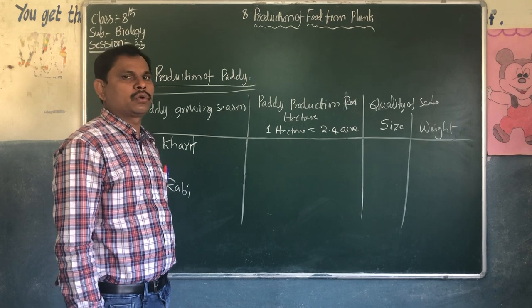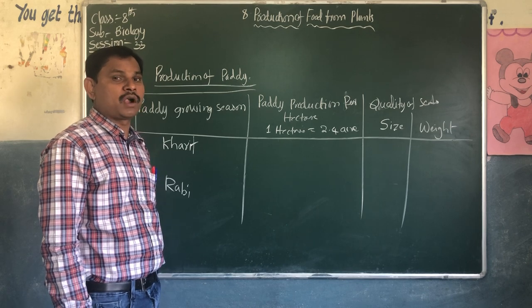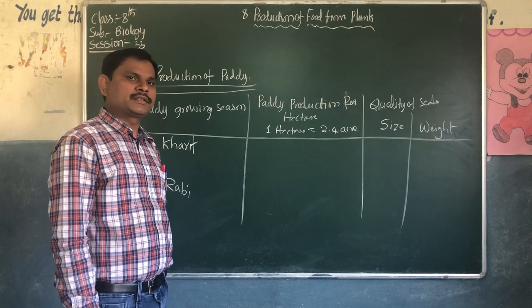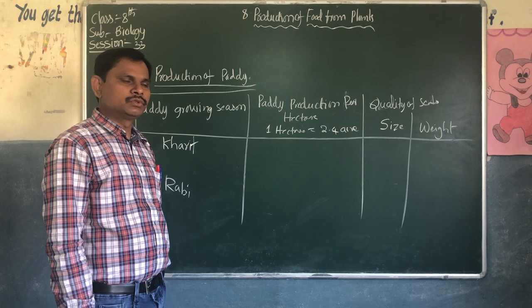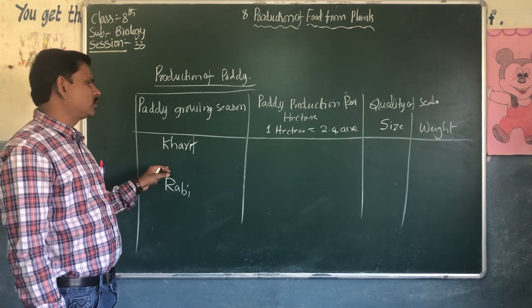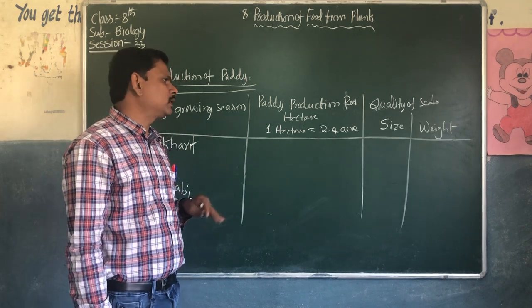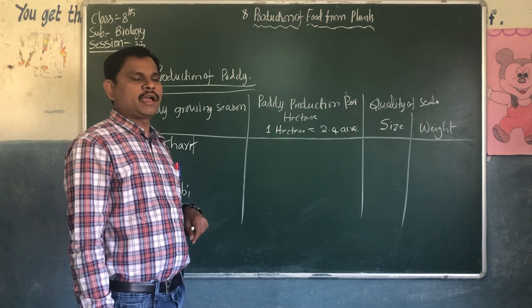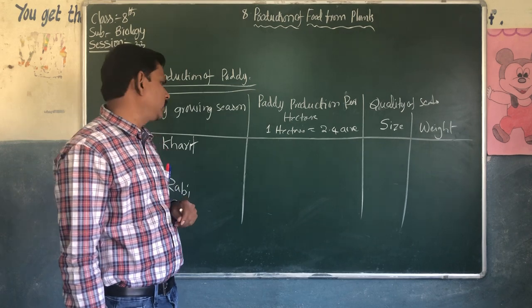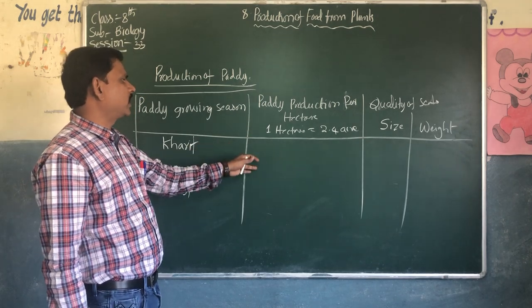In rabi season also the paddy will grow, but paddy always needs plenty of water. Sufficient water is required for the growing of paddy. If sufficient water is not there, can paddy grow? No. So this is the information you have to get. So the paddy growing season is both kharif season and rabi season. In summer season also, some people who have wells or bore wells with plenty of water start growing paddy, and they grow 3 crops per year.